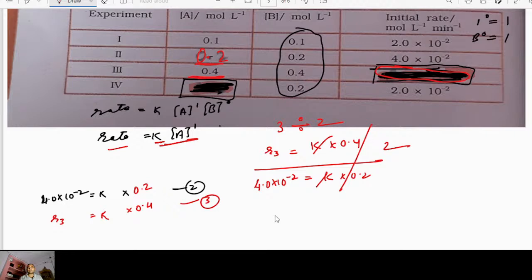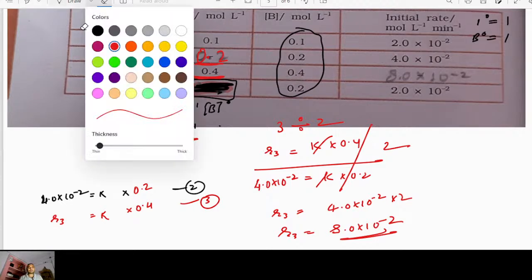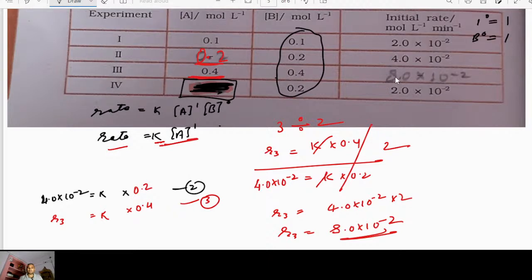So R3 is equal to what, student? 4.0 into 10 power minus 2 multiplied by 2. So R3 is equal to 8.0 into 10 power minus 2. This value is already written here in the book, student. Here, 8.0 into 10 power minus 2. So this is our required value, student, right? Let's write it a little more properly. So 8.0 into 10 power minus 2, and here is already 0.2.